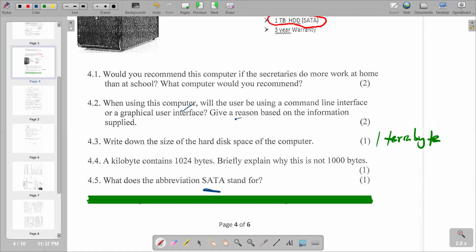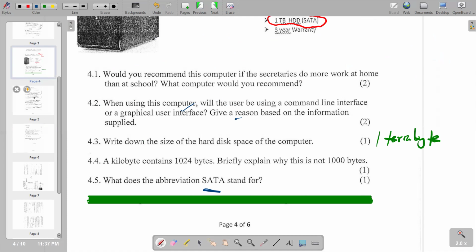And we know that SATA is a technology used to connect storage devices like hard drives and solid state drives, that is our SSDs, to your computer motherboard. So basically, you'd see that SATA is a computer bus interface. That's what we have in terms of SATA.